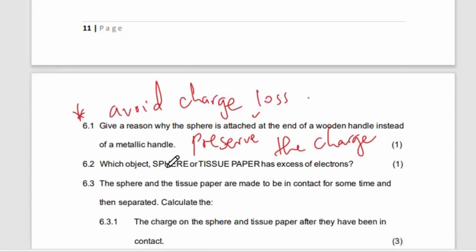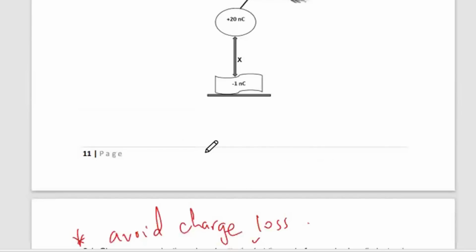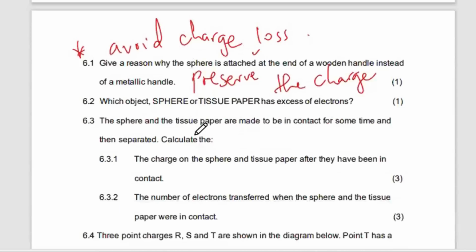Then which object between the sphere and the tissue paper has excess electrons? Now this one is positively charged, which means it has an excess of protons. And this one is negative 1 nanocoulomb. So in this case, it's just going to be the tissue paper.